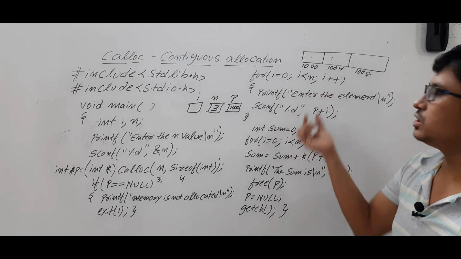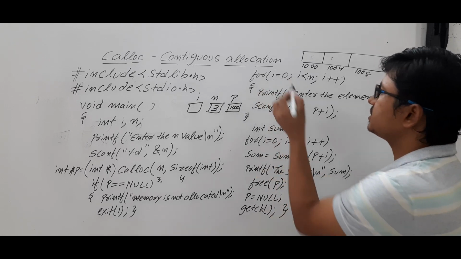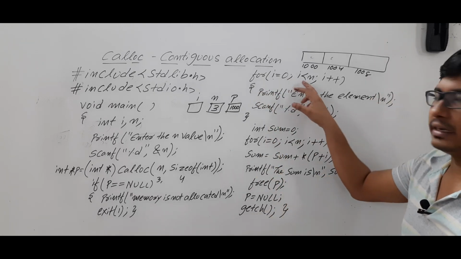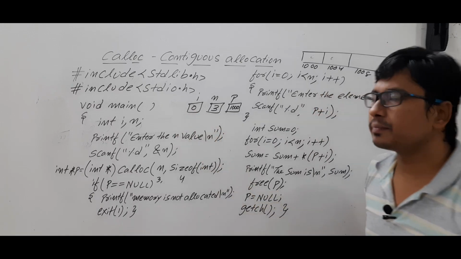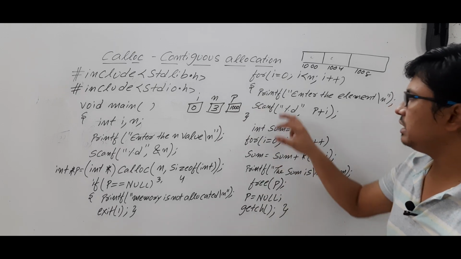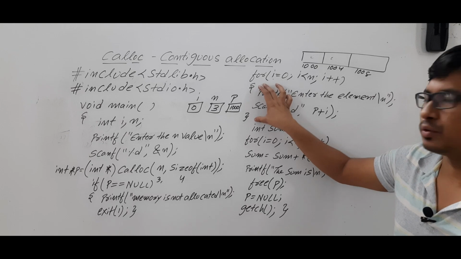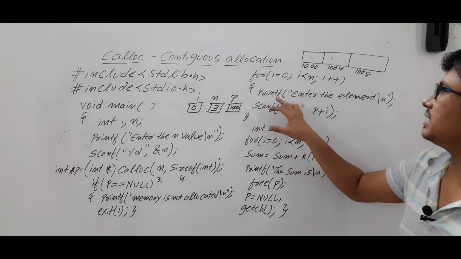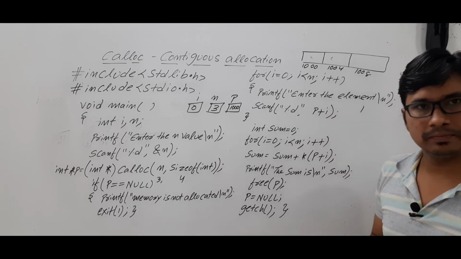Now, for i is equal to 0, i less than n. Okay? So, this is your initialization, this is your condition checking, and this is the updation. Now, i is equal to 0. Now, i less than n, 0 less than 3, yes, the condition is true. If the condition is true, whatever statements are there in the for loop, you have to execute. So, what is the first statement? Enter the element. Let's take that the user has entered the element as 1.